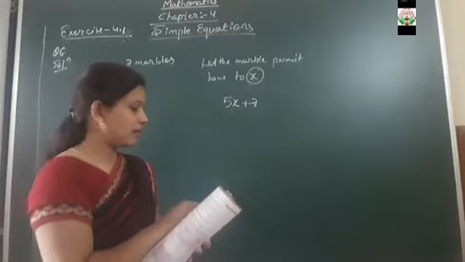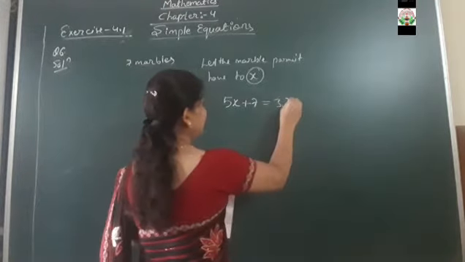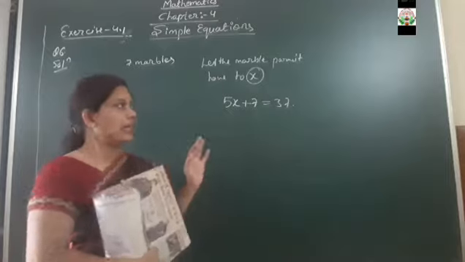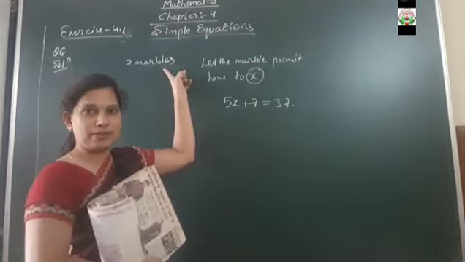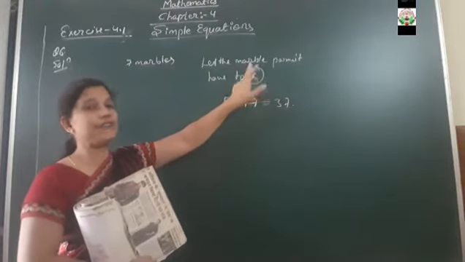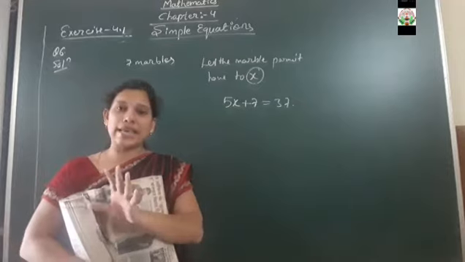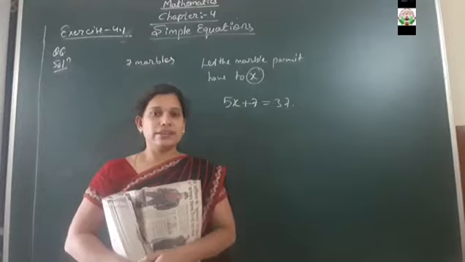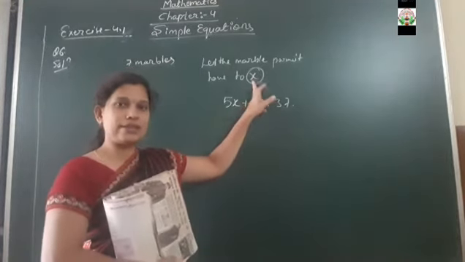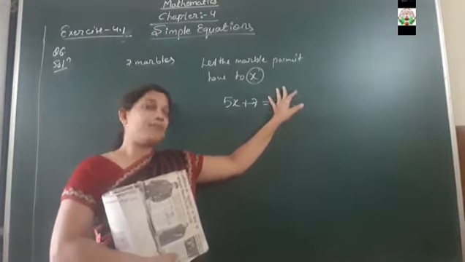Irfan has how many total marbles? 37. Understood? In this question it is said that Irfan has 7 marbles more than 5 times Parmeet's marbles. If Parmeet has x marbles, x can be any alphabet from A to Z, okay. If Parmeet has x marbles, then 5 times Parmeet's marbles will be 5x, obviously. So that will be 5x plus 7 as the marbles of Irfan.